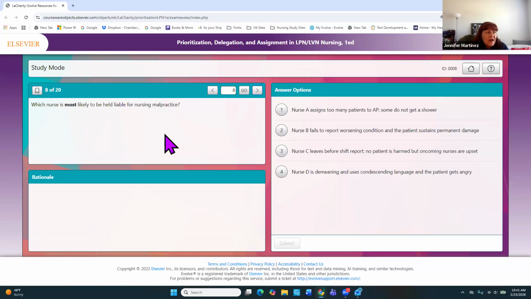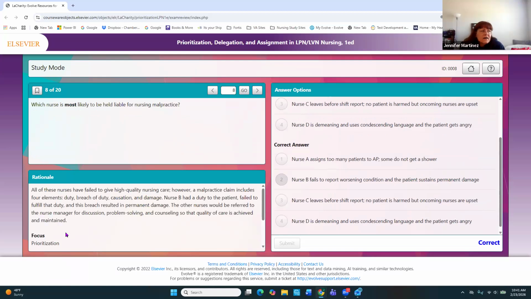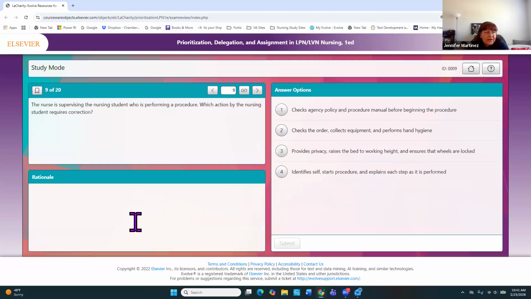So which one could be held liable for nursing malpractice? Two. All right. Very good. Yes. All of the nurses have failed to give high quality nursing care. However, a malpractice claim includes four elements: duty, breach of duty, causation, and damage. So Nurse B had a duty to the patient, failed to fulfill that duty, and this breach resulted in permanent damage. Good job.